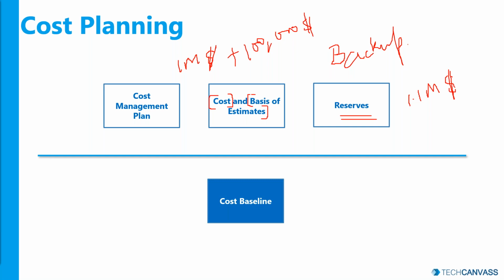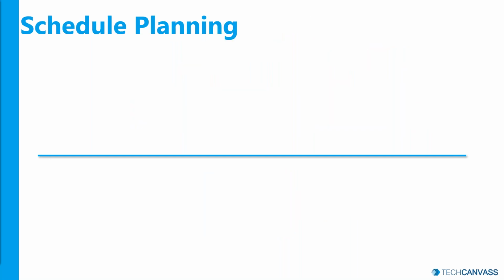Once you have your project budget, you would also be submitting something called a cost baseline, which is typically the sum of your estimates plus your reserve, the contingency reserve, right? You'll be committing to the customer that you're coming up with a baseline of $1.1 million, and you would try to achieve the project execution within this cost. So this is what you would be doing as part of cost planning.